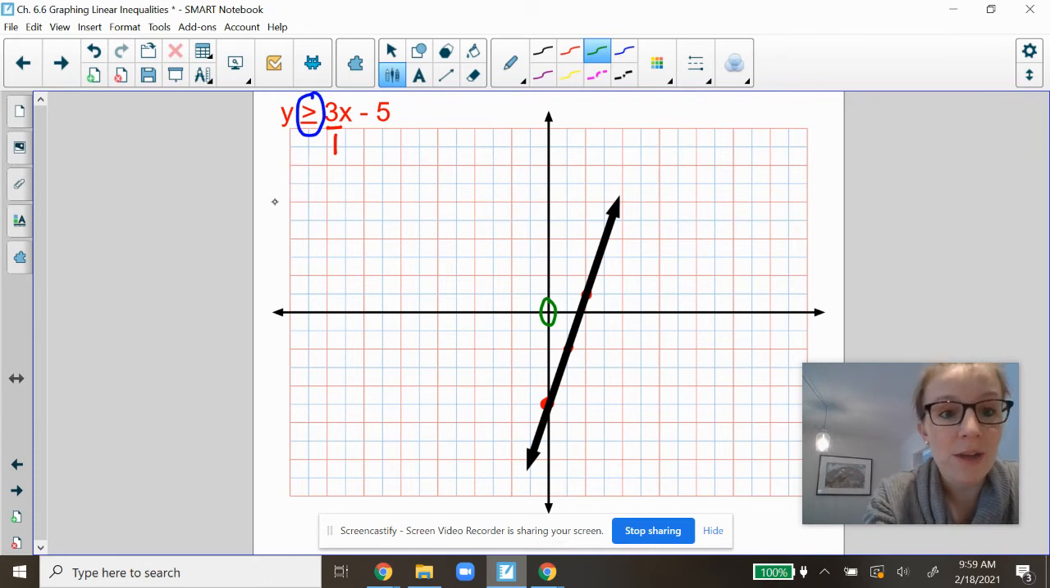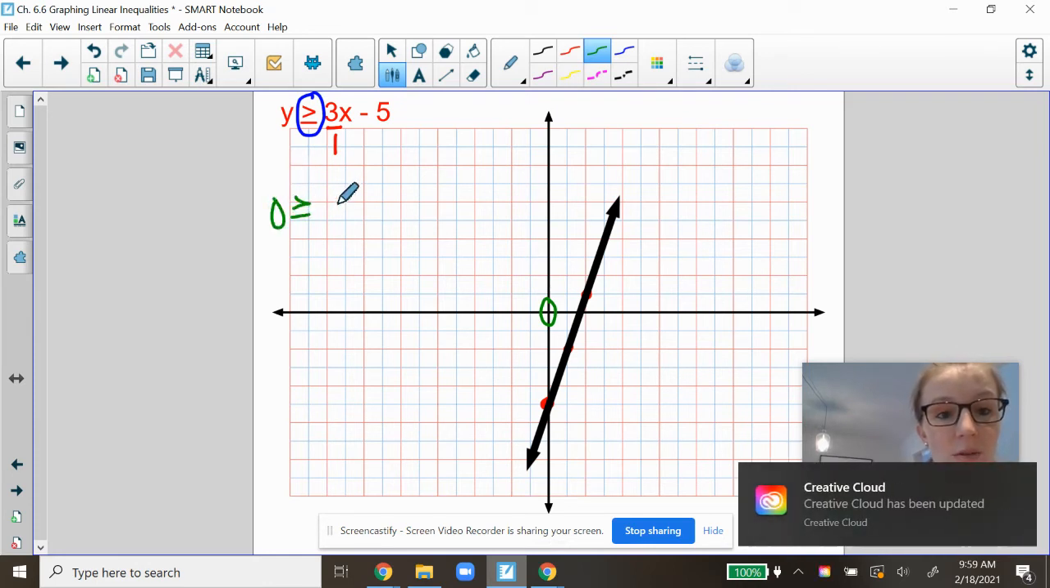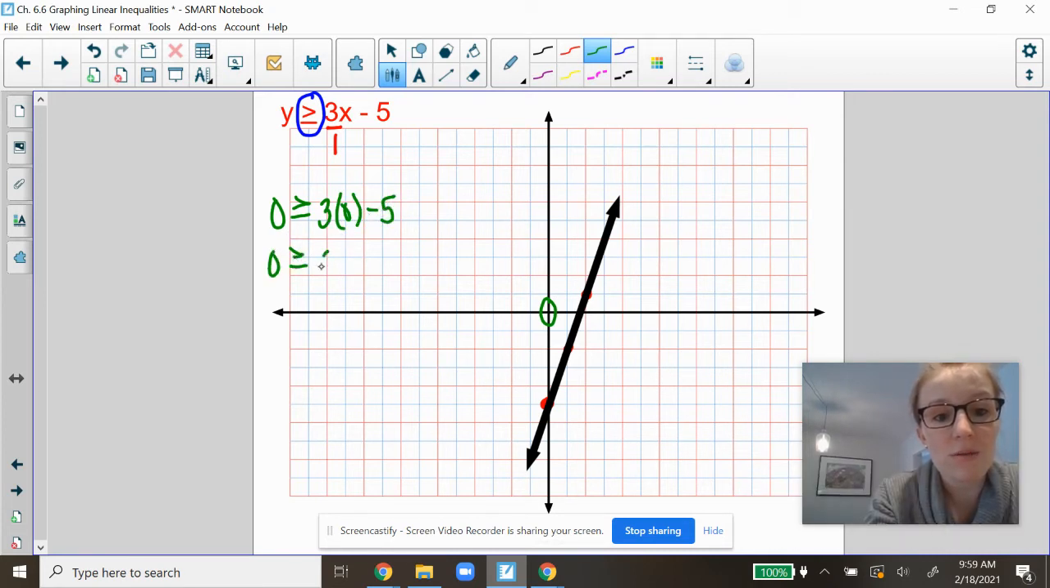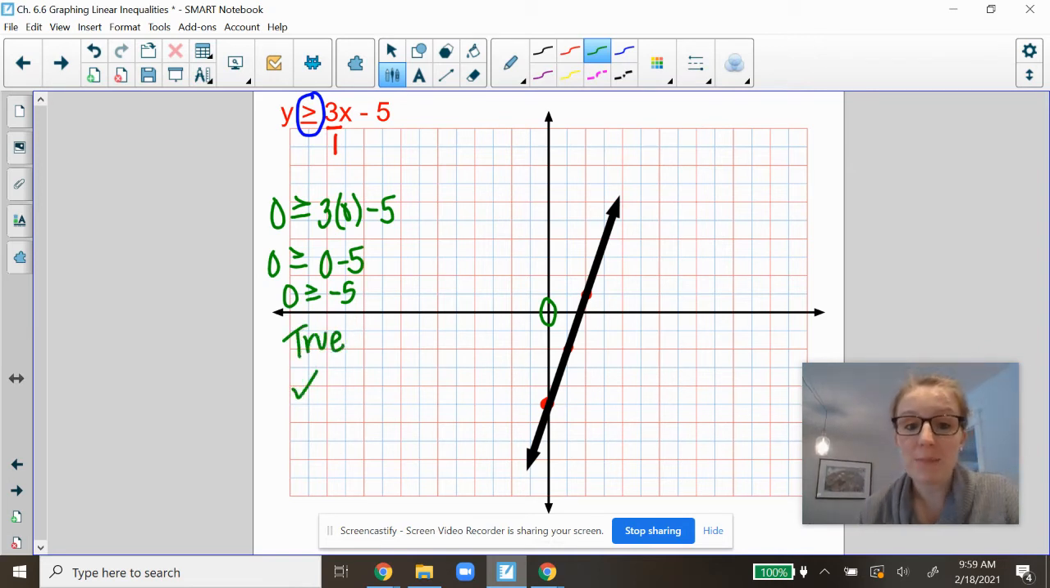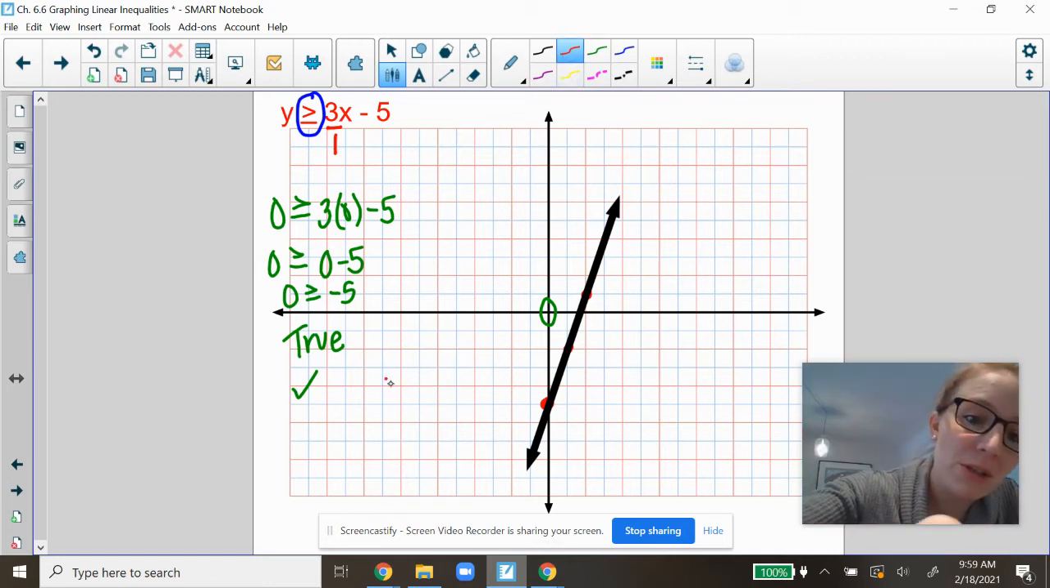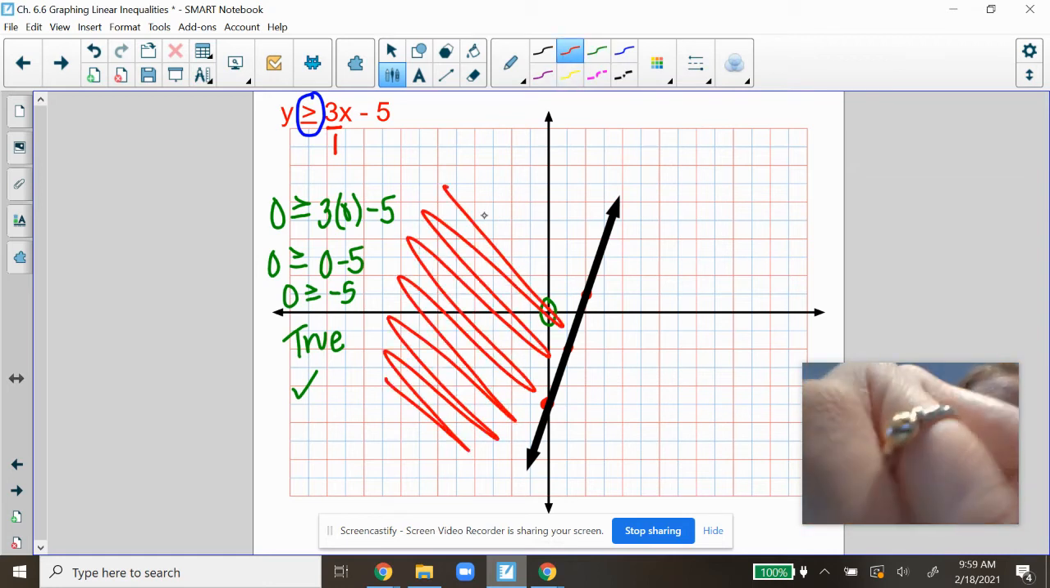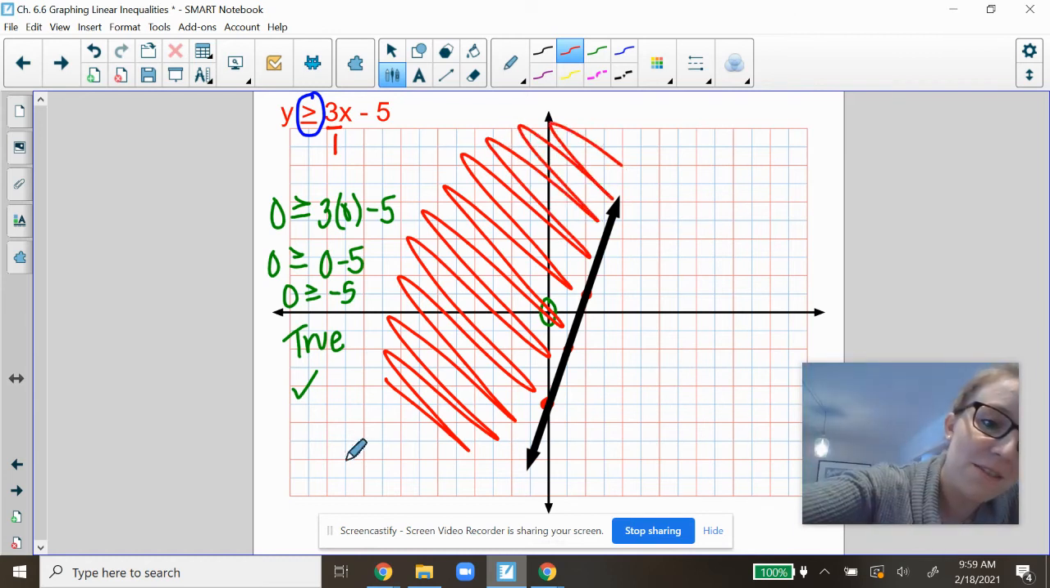Our origin. So 0 is greater than or equal to 3 times 0 minus 5. That's going to end up with 0 is greater than or equal to 0 minus 5, which is 0 is greater than or equal to negative 5. True or false? That's true, right? That means 0 is bigger than negative 5, which means the origin works. So when I shade, I'm going to include the origin. So I'm going to shade everything on this side of the line.